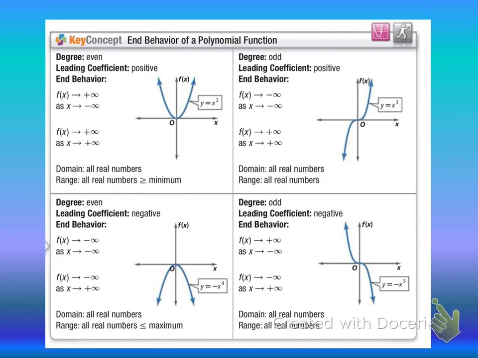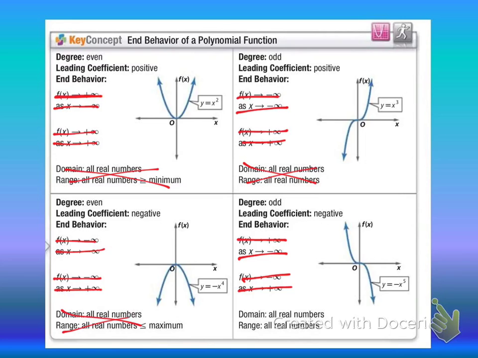Now, for you guys, there's a few things up here you don't need to know, so I'm going to cross them out right now. All right? First thing is the end behavior as it's written up here. Okay, we're going to talk about end behavior of each of these graphs. We're just not going to use arrow notation and infinity signs. So you can cross all of those out. Staying true with everything else, we're not really going to worry about domain and range until later on this semester, so you can cross that out. Okay.